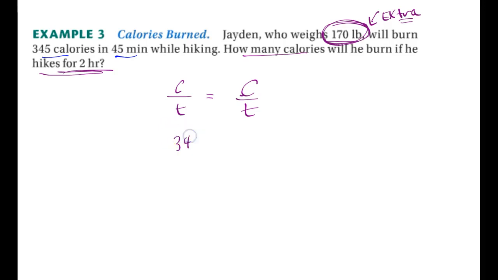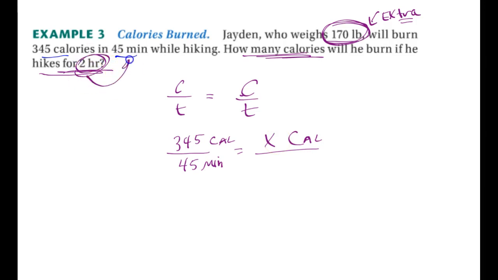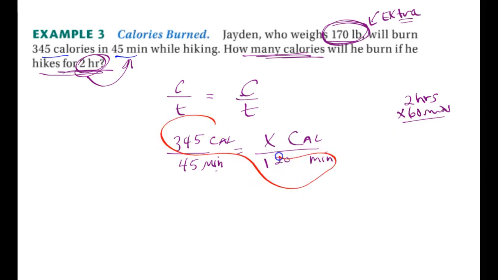So let's see. There's 345 calories. I'll put a C there for calories for every 45 minutes. And then it says how many calories. So I'll put X calories. That's confusing, but I don't want you to think that that's a C. How many calories, we'll let that be X, to burn. Now wait a minute, this is 2 hours and this is in terms of minutes. That's annoying because we need calories is to minutes as calories is to minutes. So we have to make sure our units are the same. So I'm going to take the 2 hours and multiply by 60 minutes in an hour and end up with 120 minutes. So that way when I cross multiply, oh Lord, that's a big number. And divide through by 45, I'll get 920 is X.